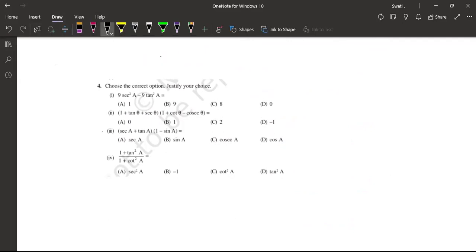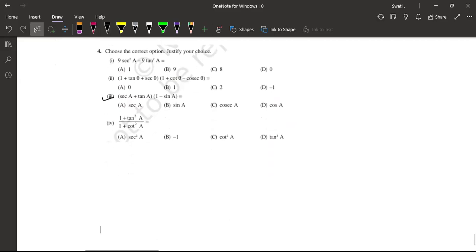So in question number 3, you can see, Manya, it says (sec A plus tan A) into (1 minus sin A) will be what? Option number 1, sec A. Option number 2, sin A. Option number 3, cosec A. And option number D, cos A.